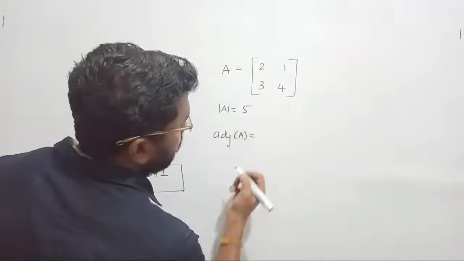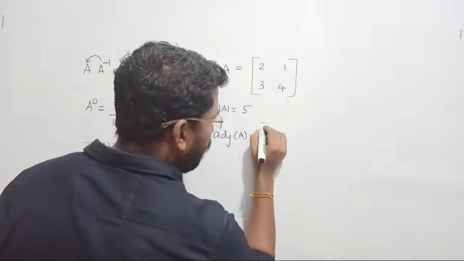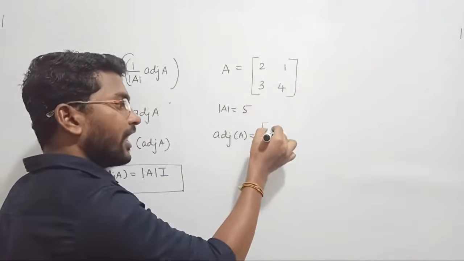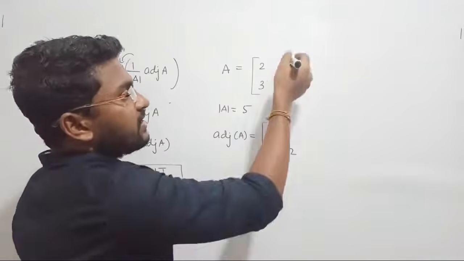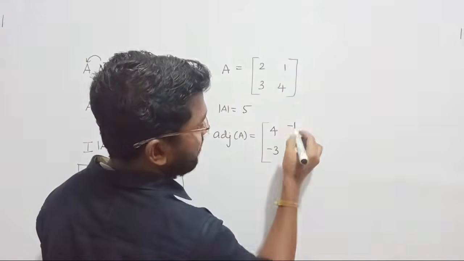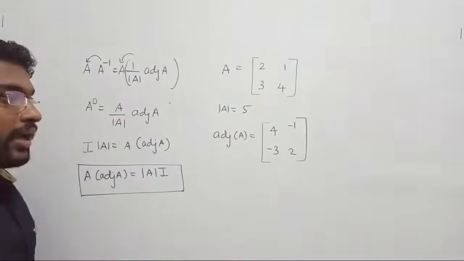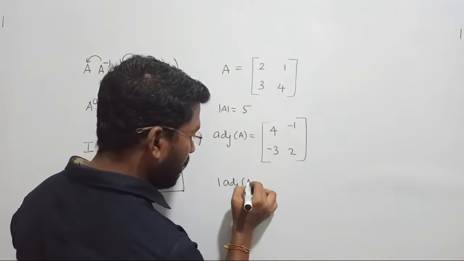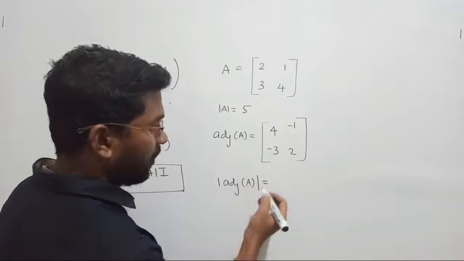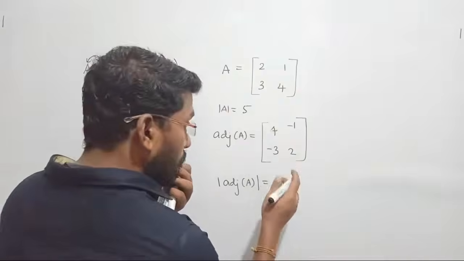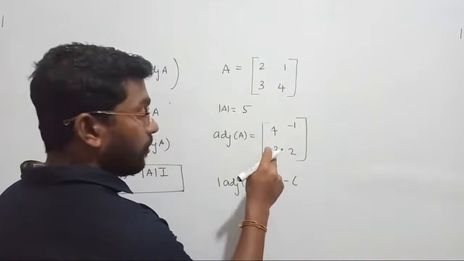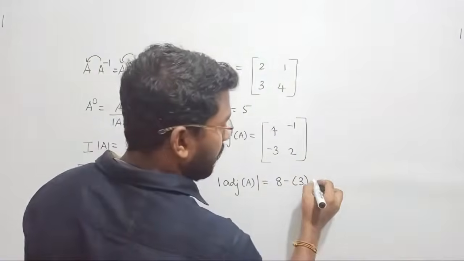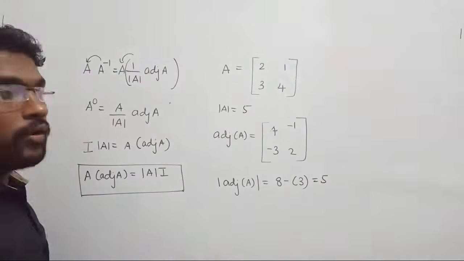Now, I would like to find out the adjoint of A. What do you mean by adjoint of A? If you want to find out the adjoint of A, what have I told you? Interchange the position of diagonal elements, change the sign of the off-diagonal elements. Exactly, that is true. Can you please find out the determinant of the adjoint of A? It should be equal to 4 into 2 is 8, minus 3 into minus 1 will become plus 3, such that 8 minus 3 will give you 5.